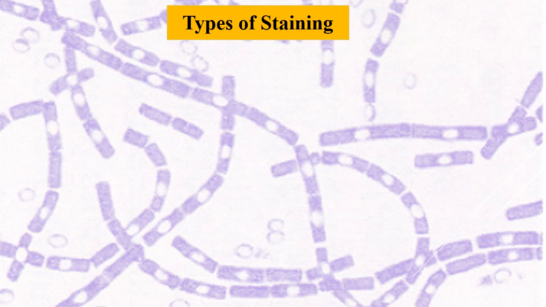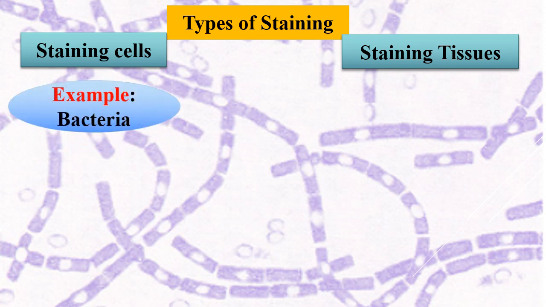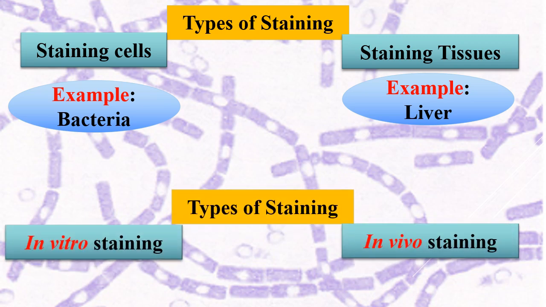We can have different types of staining, so we can stain cells and we can stain tissues. For example, when staining cells, we can stain bacteria, and when staining tissues, we can stain the liver. Other types of staining can be in vitro staining, and this is by taking our tissues or our cells in the lab and staining them. In vivo staining is when we are going to stain the tissues inside the organism.